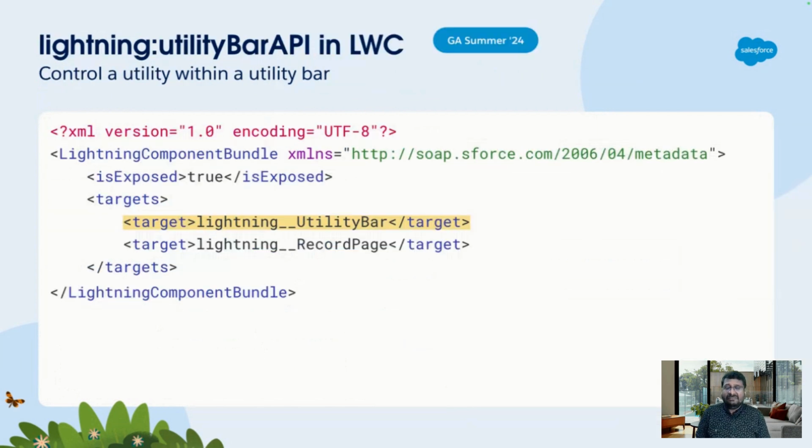Okay, so whatever we have seen so far is now generally available, so you can go and try those things. But what is coming in future? One of the things which I like most is the ability of using a Lightning Web Component within your utility bar. You can define the target as lightning__UtilityBar in your meta file, which is going to expose your component in your utility bar.